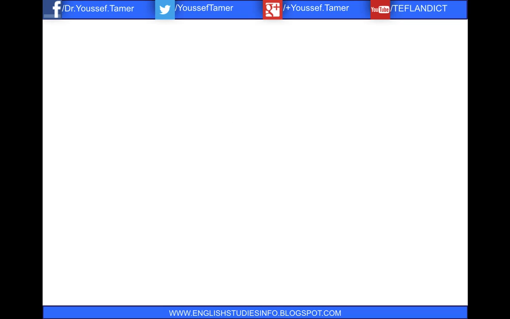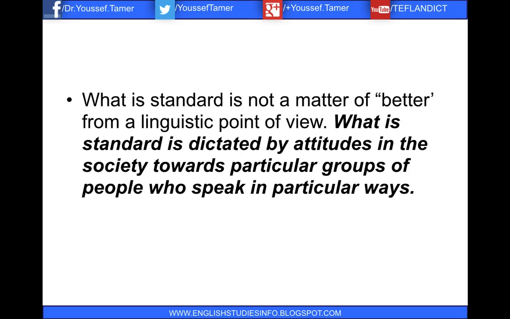Okay, we go on. Sometimes ideas are repeated, so we don't need to take notes for this one. I just need to repeat and repeat for you to understand, okay? So what is standard is not a matter of better, from a linguistic point of view, superior, inferior, more correct, less correct, better, worse. What is standard is dictated by attitudes in the society towards particular groups of people who speak in particular ways.